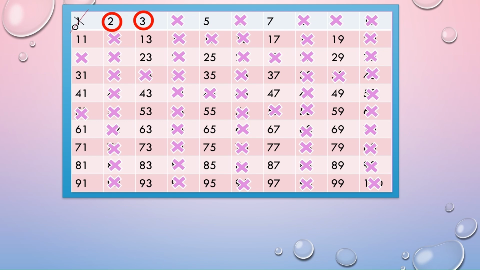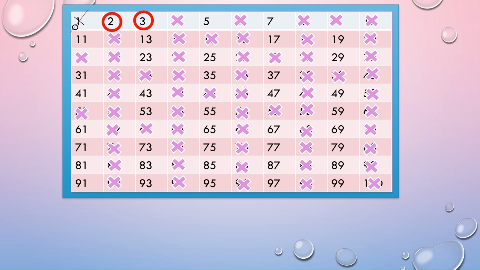61. 6 plus 1 is 7. Not in the tables of 3. Next number, 63. 6 plus 3 is 9. 9 is in the tables of 3. So cross out 63. Next number, 65. 6 plus 5 is 11. Not in the tables of 3. Next number, 6 plus 7 is 13. Not in the tables of 3.